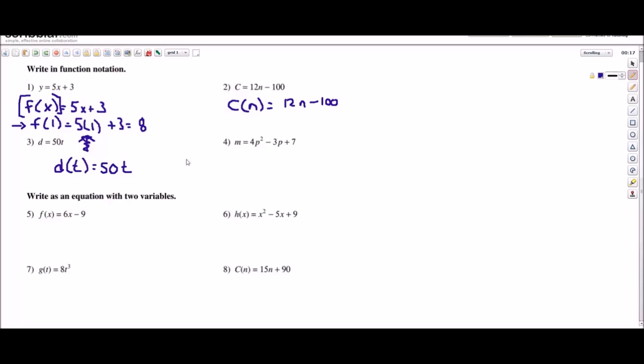So, we have lots of different things that go on here. Essentially, functions, equations, they're pretty much the same thing. It's just how it's displayed. And so there's some advantages to one versus the other. So now down here it says write an equation with 2 variables. And so let's just focus right here, number 8 here. We have C of N, so we have some more specific variables, there you go. And so this one, we can go C equals 15N plus 90.